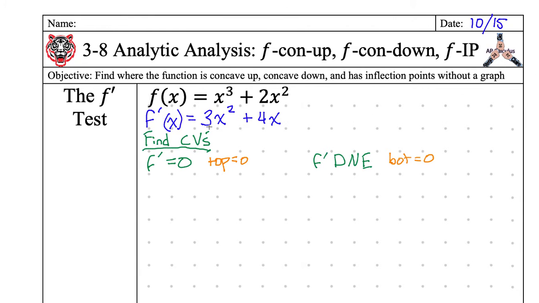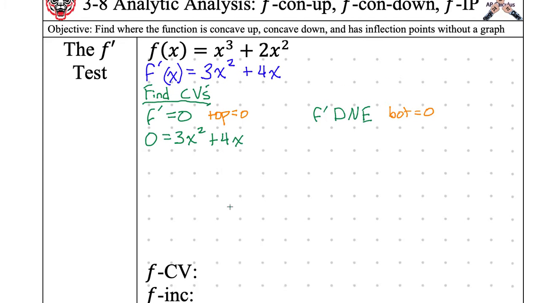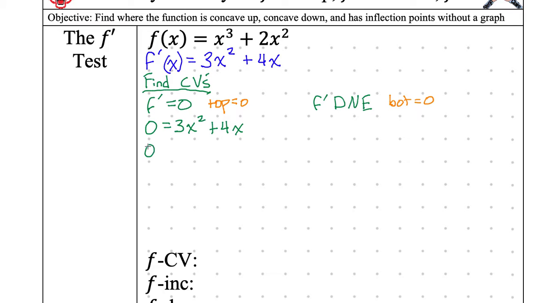And here we go. I'm going to set this to 0. I'm setting the derivative equal to 0, not the original function. So I have 0 is equal to 3x squared plus 4x. Oh no, what do I do from here? Take out an x. So I have 0 is equal to x times what? 3x plus 4. So far so good.